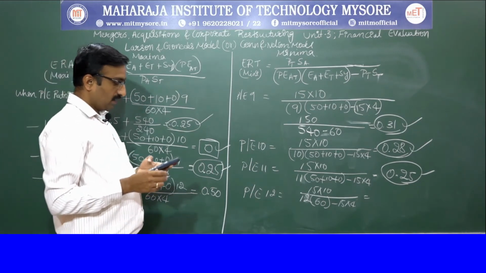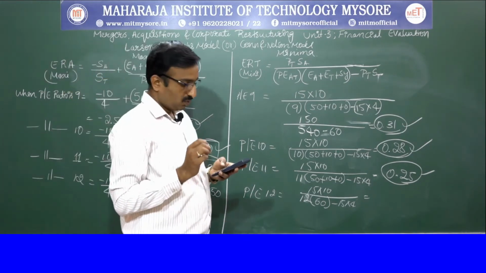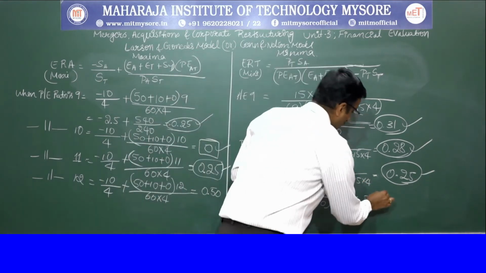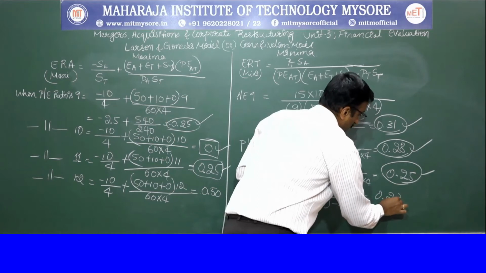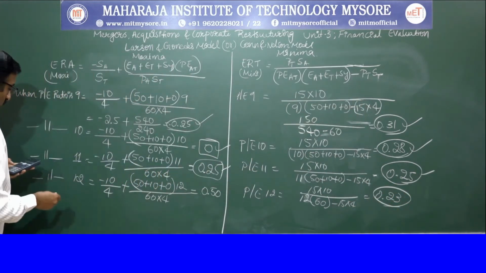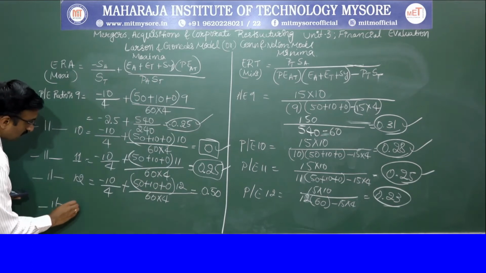You will get 0.227, you can take it as 0.23. Next, moving on to the last one, that is 13.